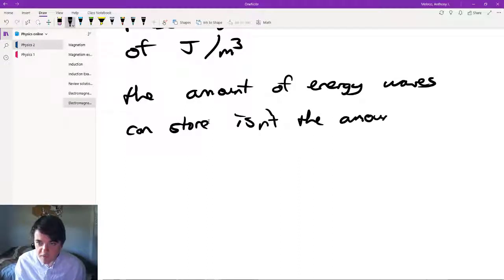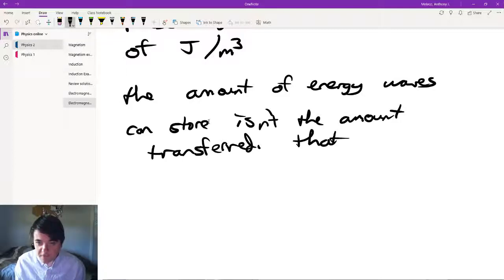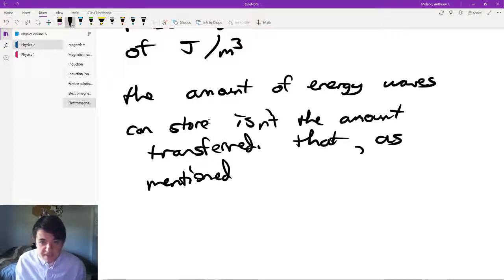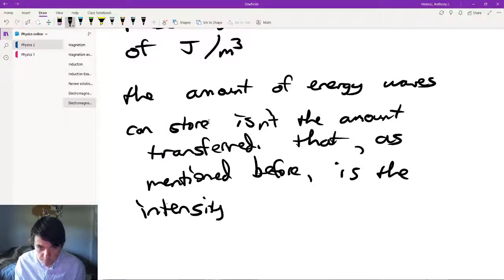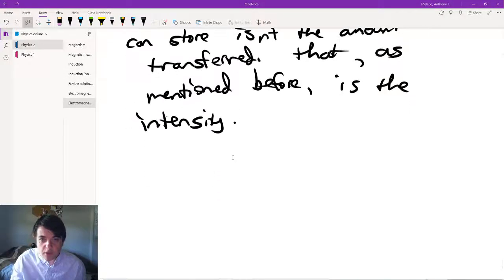So it isn't the amount that, as mentioned before, is the intensity of the wave. Okay. So here we can write that in three different ways again.